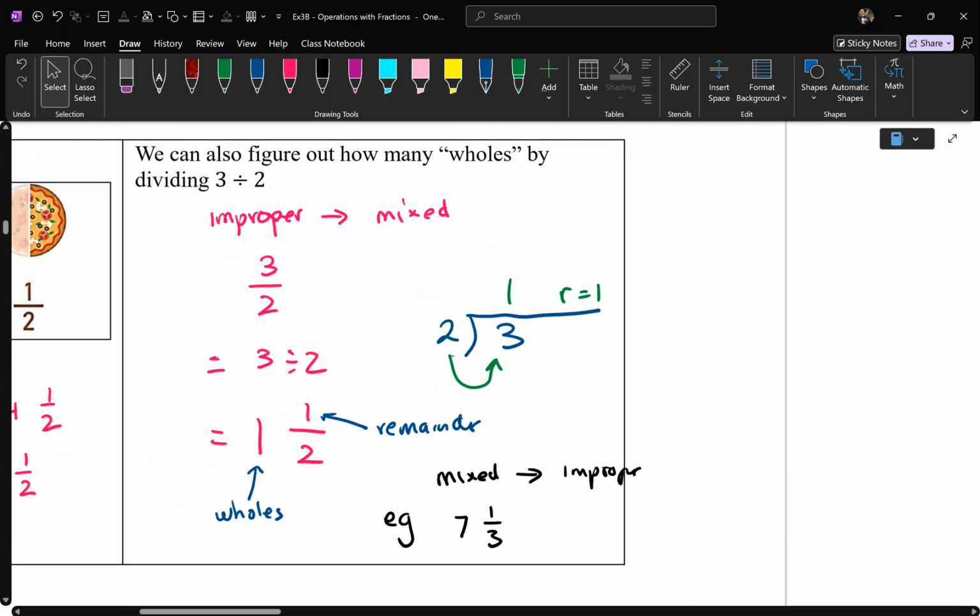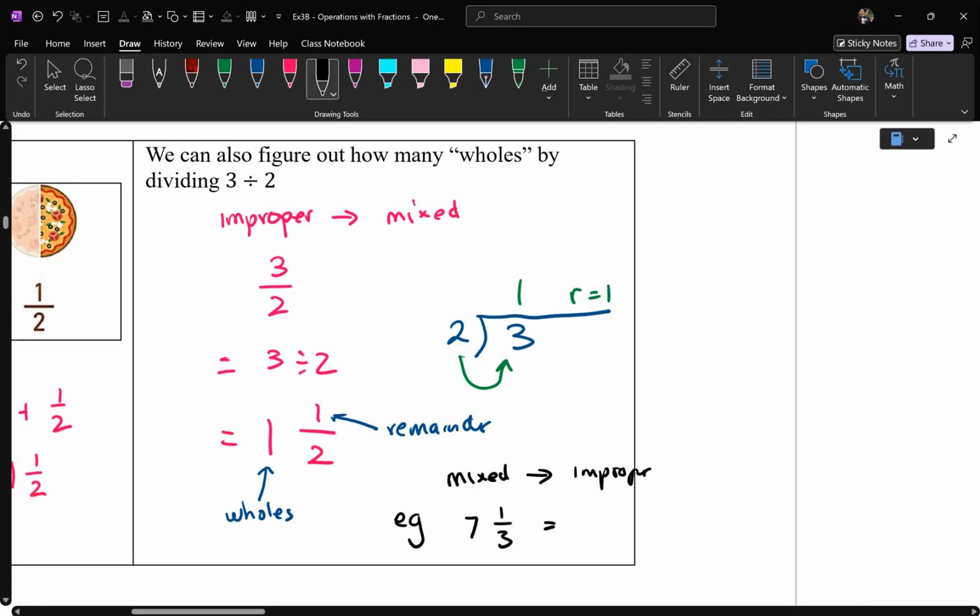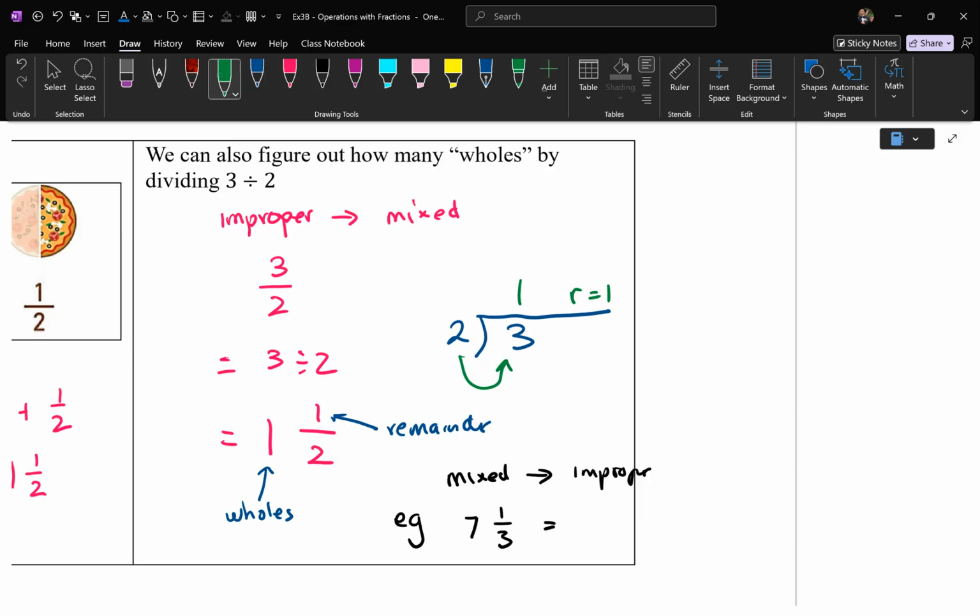All right, Leon. What's the method? What's the trick? How do you go from mixed to improper? What do they normally tell you to do? You multiply the whole number by the denominator. Good. So 3 times the 7. Then add it with the numerator. Very good. So 3 times 7 is? 3 times 7 is 21. So 21 plus 1 is 22. Good. So most students who've practiced this know to convert 7 1/3 as 22 on 3.